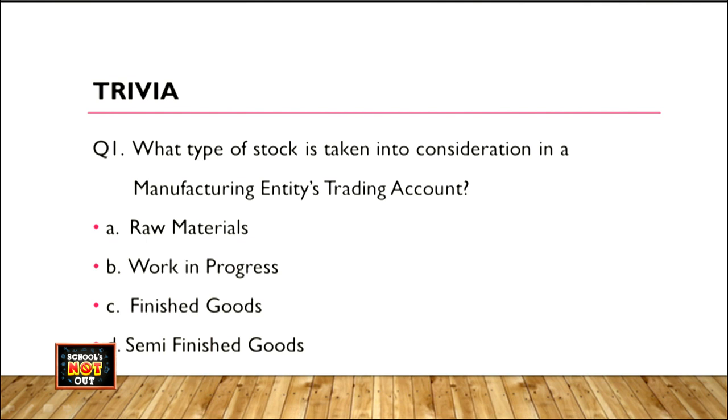The first trivia question is, what type of stock is taken into consideration in a manufacturing entity's trading account? Is the answer A, raw materials? Is the answer B, stock of work in progress? Is the answer C, stock of finished goods? Or is the answer D, stock of semi-finished goods? The answer is coming up later.